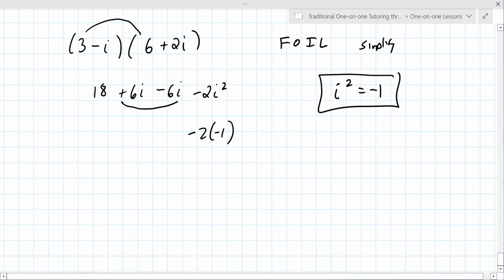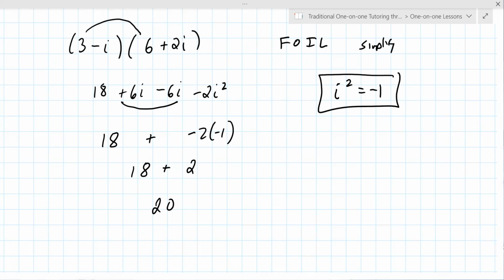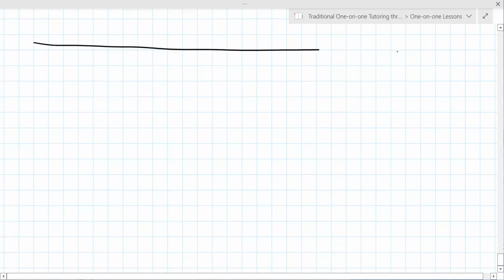You can combine these, the i terms actually cancel out, strangely. 18 plus -2 times -1 is 2. 18 plus 2 is 20. And that's it. Now, I didn't mean to choose one where the i terms canceled out. They don't normally. So I'll give you one here where they don't, but you've got to be comfortable with FOIL. And you've done it before based on the class that you're in. So this is not a new thing, and you may just need a reminder on how to do it. So let me give you one here.